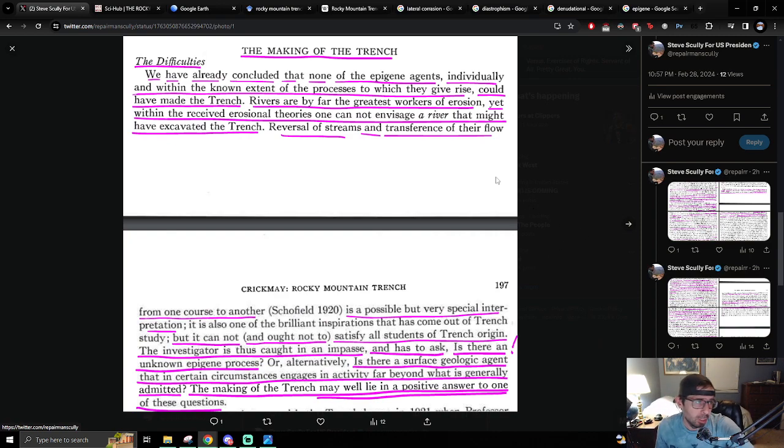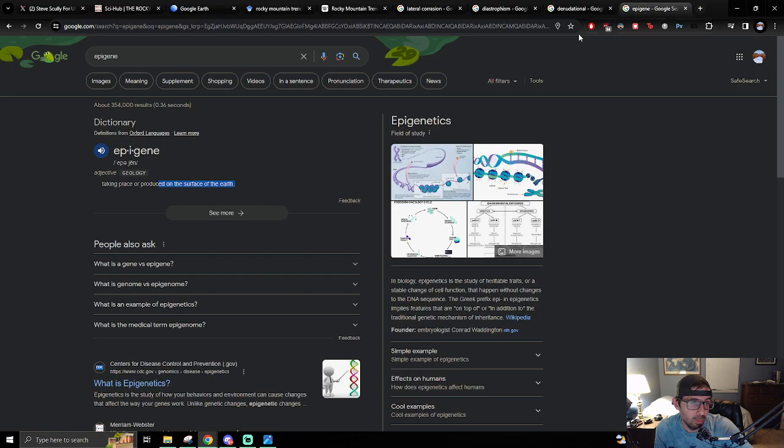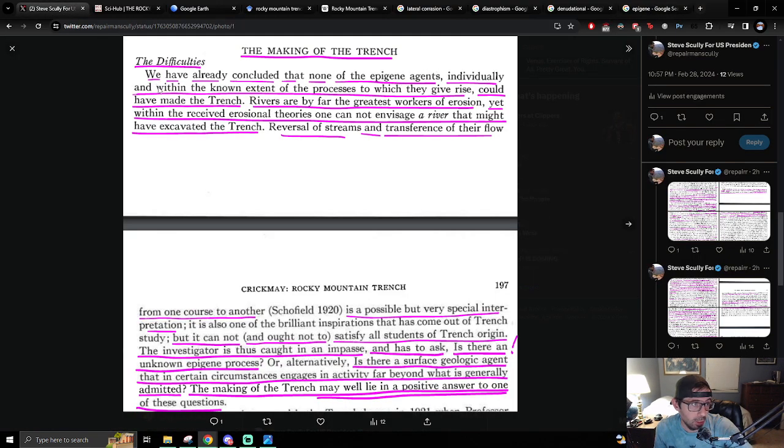The making of the trench, the difficulties. We have already concluded that none of the epigene surface of the earth agents individually and within the known extent of the processes to which they give rise could have made the trench. Nothing we know of could have made the trench in the modern interpretations of things.